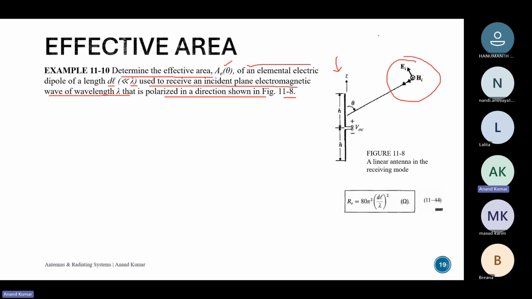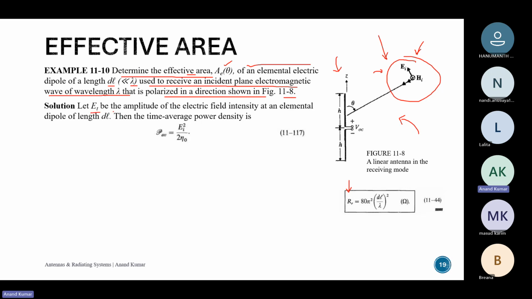We have already used this figure and calculated a lot of expressions, including the radiation resistance, which will be used in this example. If you forgot the discussion or have any queries, you can refer to the previous class text or the book. So we'll use the previous knowledge to solve for the effective area.